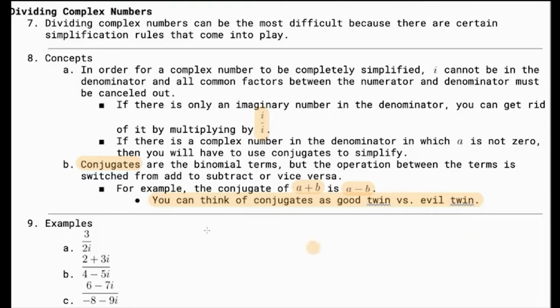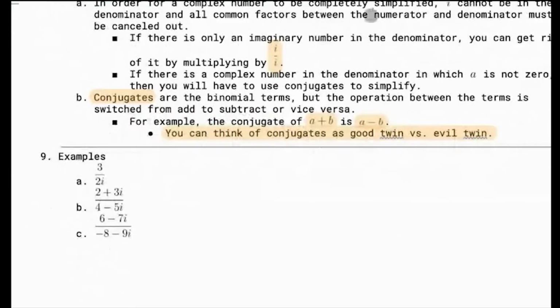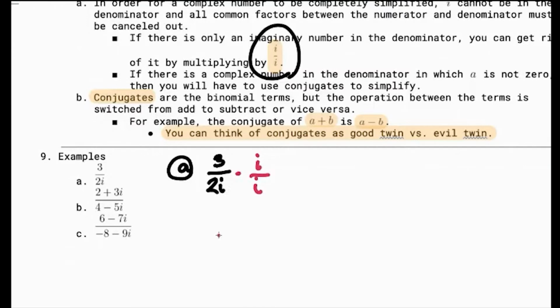So here we go. So this first one, it says 3 over 2i. You cannot have I on the bottom. So it says right here, just multiply it by I over I. So that's what I'm going to do. I'm going to multiply this by I over I. And if you do this, you will not have an I on the bottom anymore. And I'm going to show you why in a little bit, in 1 second here.